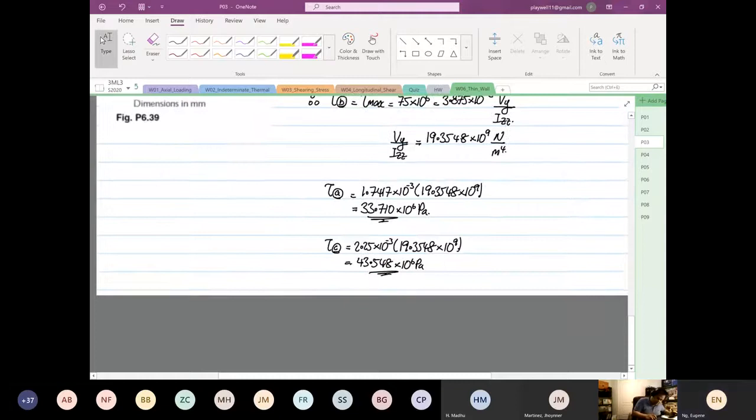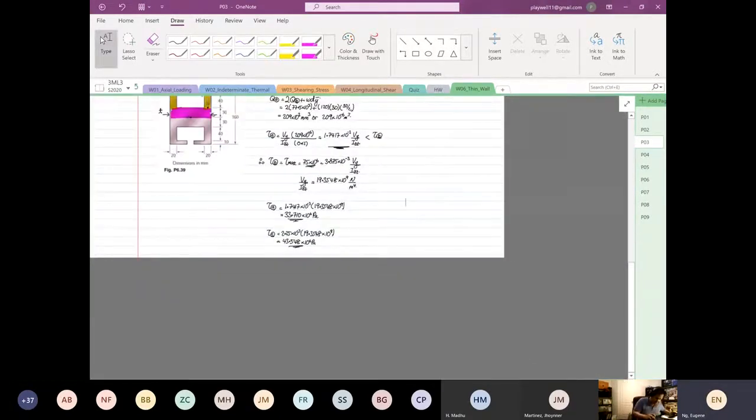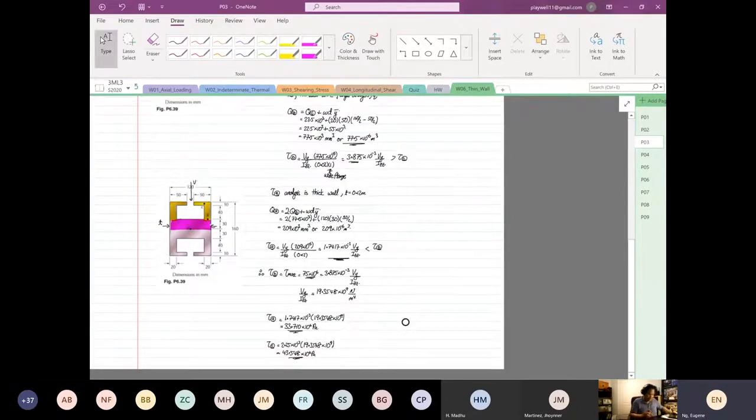Okay. So this is your answer for your analysis. Again, as I say, this problem is unique because it combines both thick wall and thin wall.